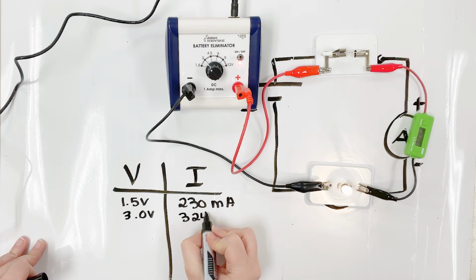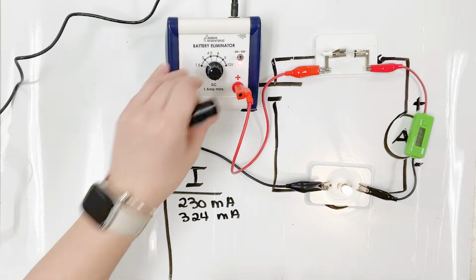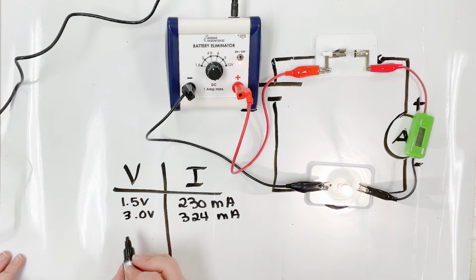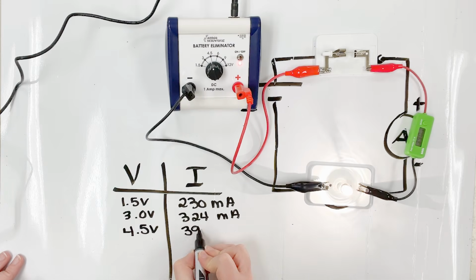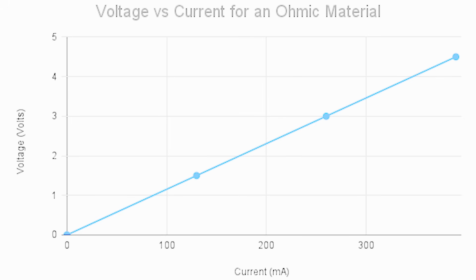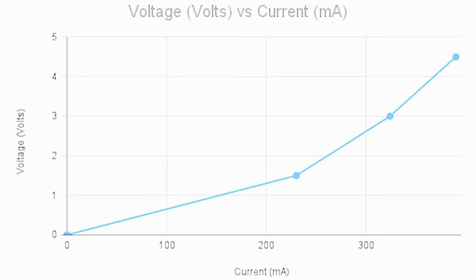Students then graph current versus voltage. If the graph forms a straight line, the component is considered ohmic, meaning the resistance stays constant and obeys Ohm's Law. Now, most light bulbs do not produce a straight line graph. As the filament heats up, its resistance increases, causing the graph to curve.